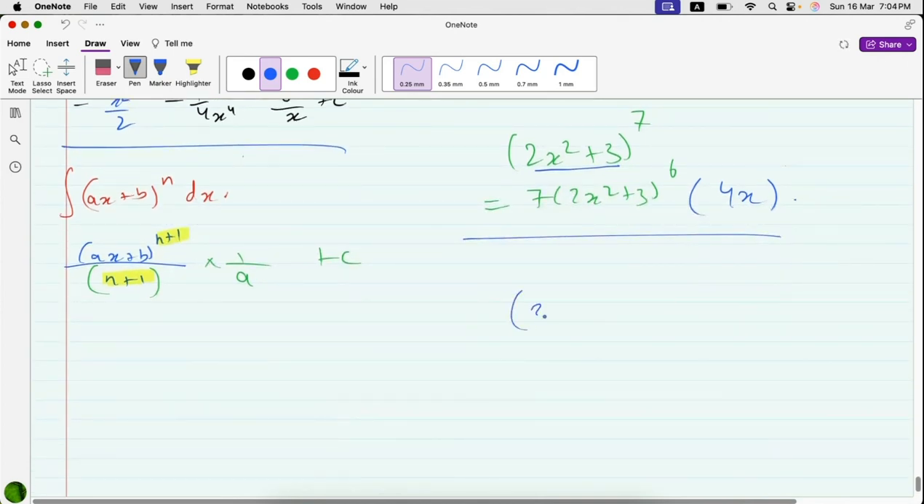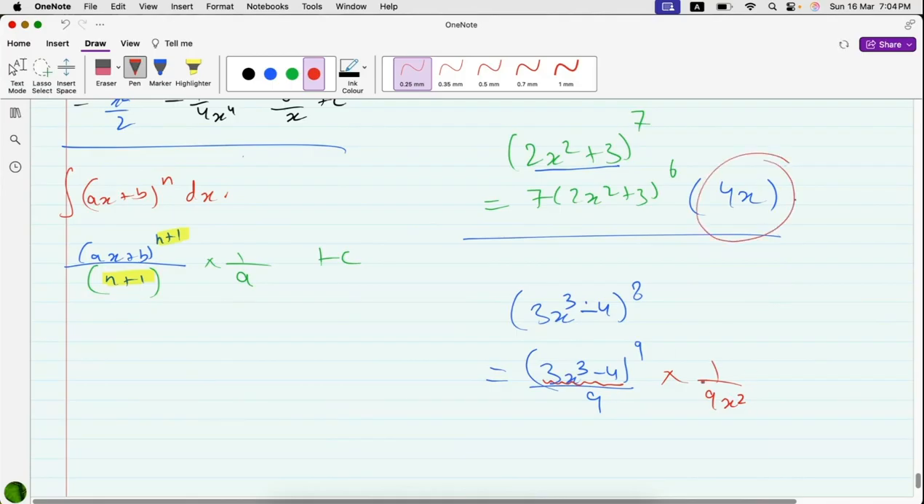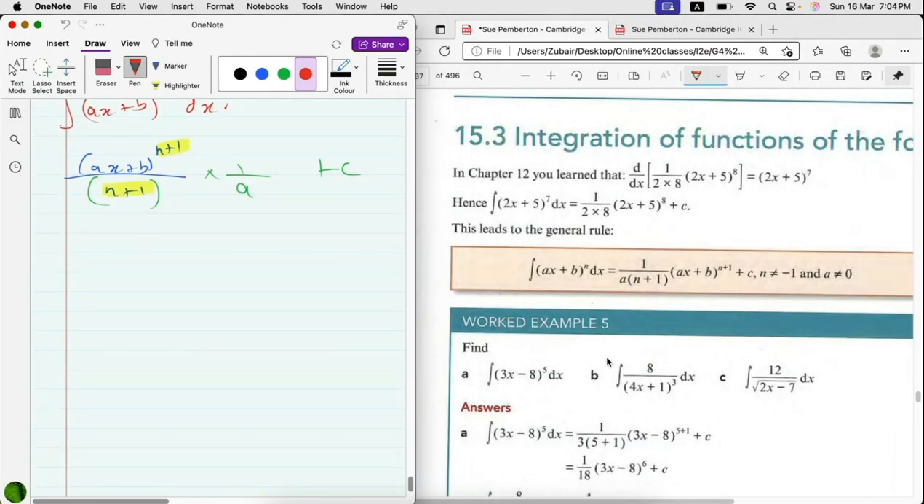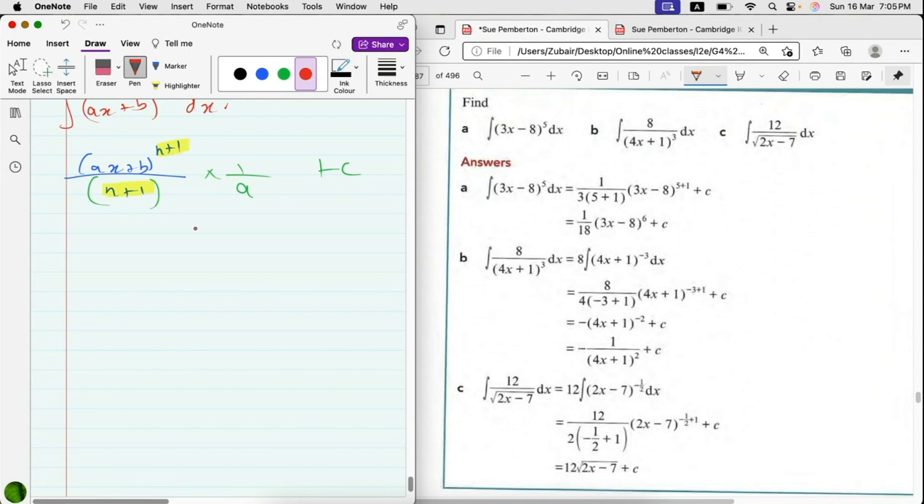For example, I have (3x cube minus 4) power 8. So what are we doing? We're adding 1 to the power, dividing with power, and whatever is the differentiation of this, in this case 9x square, we're dividing with it. Before we used to multiply, now we're dividing. Exact reverse. So this is the new subtopic. Let's see this first one.